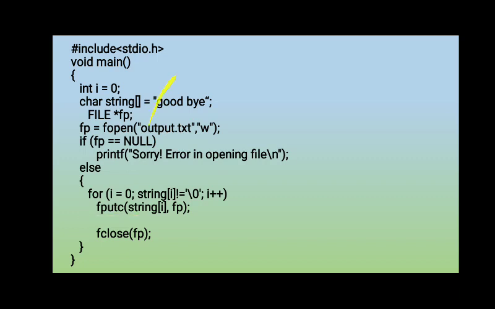So first G will be written, then O will be written, then the next O will be written, then D will be written, then the space will be written, then B, Y and E. So all these data will be written by using the function fputc. It will be written character by character. So that is the use of the function fputc.